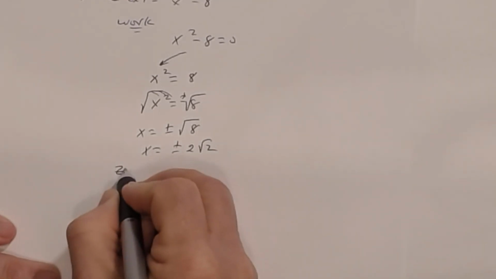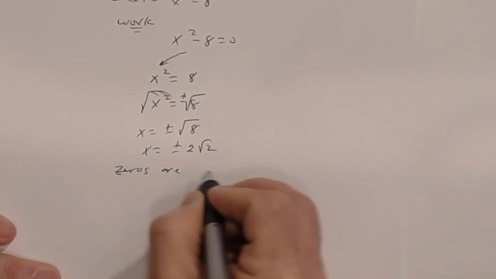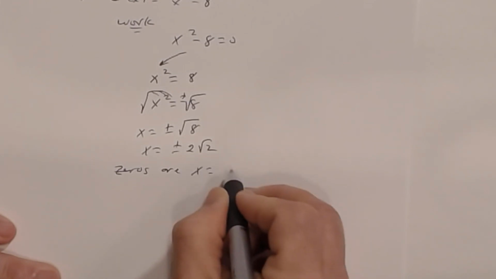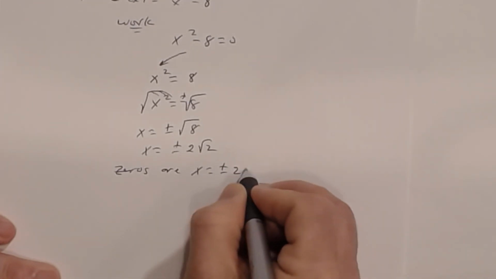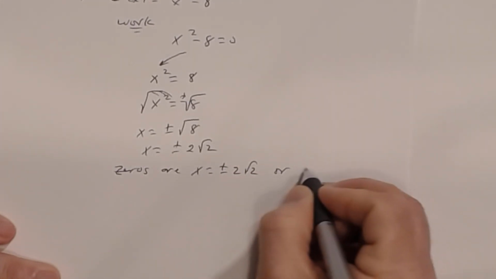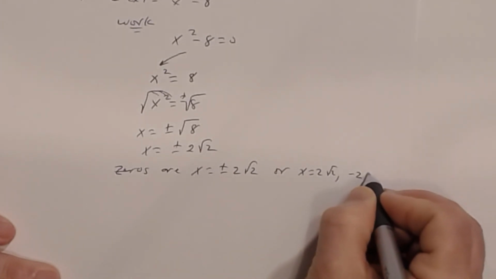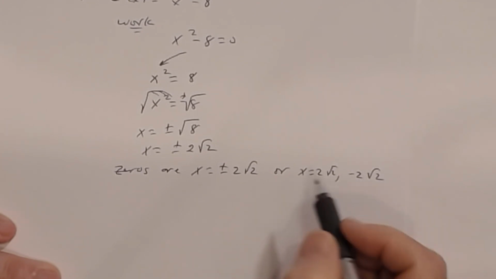So the zeros are x equal, now you can write it like this, plus or minus 2 square root of 2, or you can say x equal 2 square root of 2, and then negative 2 square root of 2. All right, so those are your zeros.